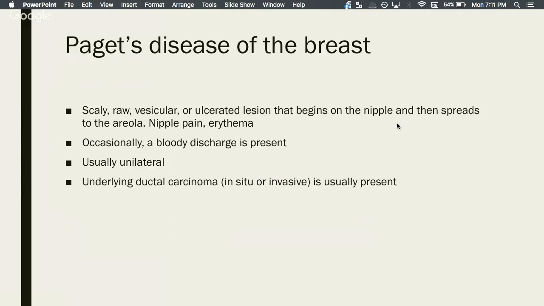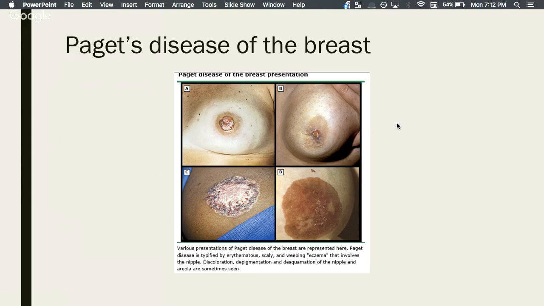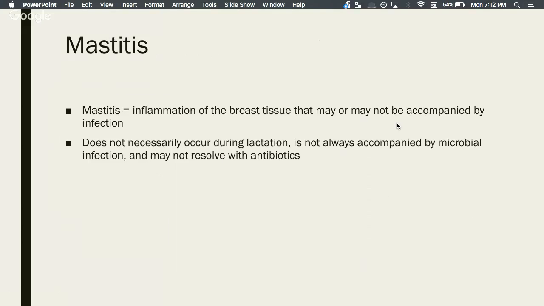So Paget's disease, that's basically the nipple spread in a cancer. So you can be scaly, raw, vesicular, ulcerated, painful, erythematous, and sometimes there's a bloody discharge. It's usually unilateral, and there's generally a ductal carcinoma present. So that's Paget's disease. Those are different versions of it. It's not very nice.